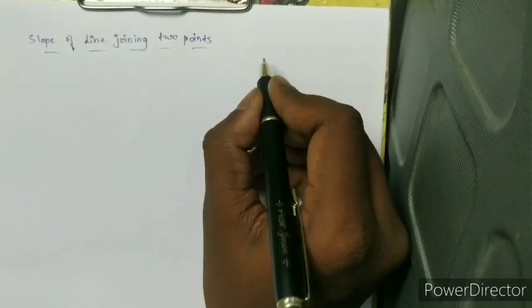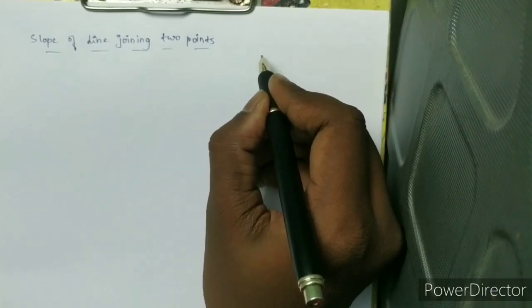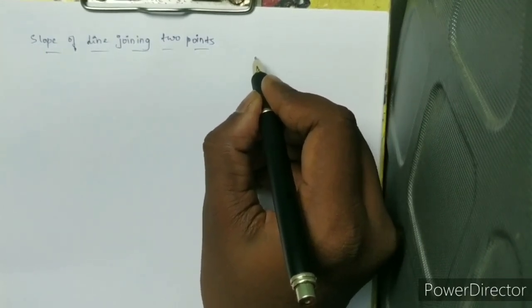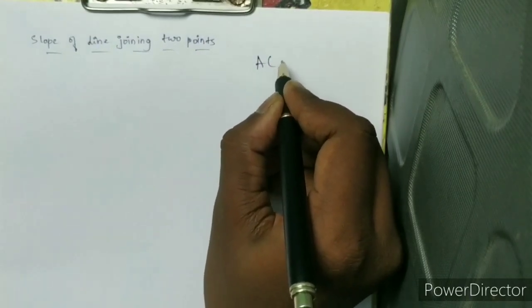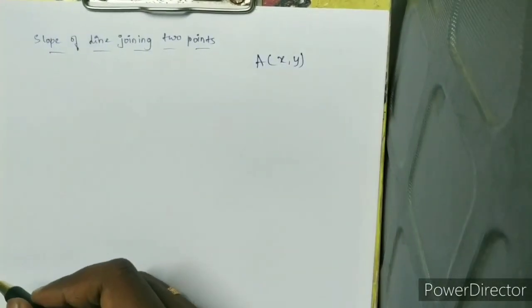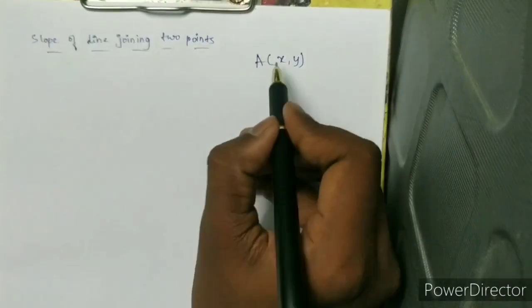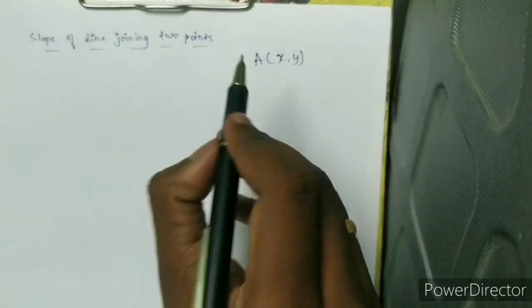Now, the slope of the line joining 2 points. Before going into the line joining 2 points, I'd like to explain what points are. In coordinate geometry, points will be named like P, A, B. For example, I take this to be A. These points will be represented in the form of x, comma, y. So first it will have the x coordinate and then the y coordinate. This is for a single point.